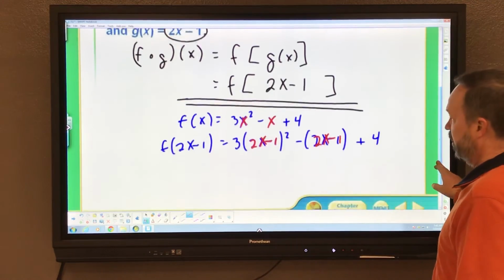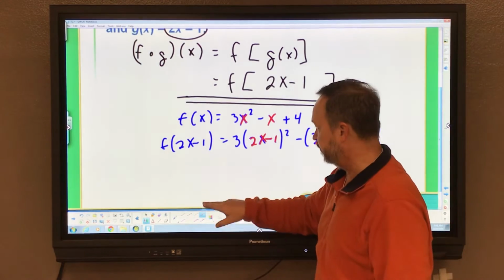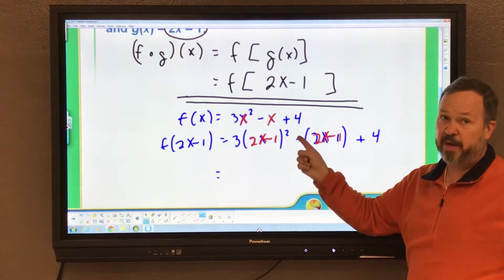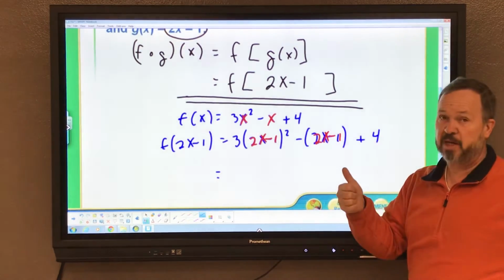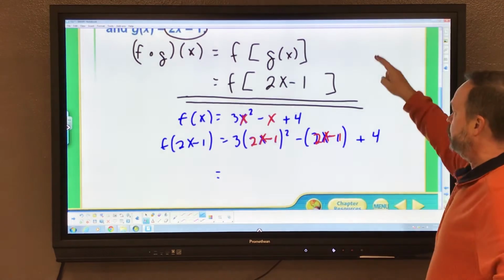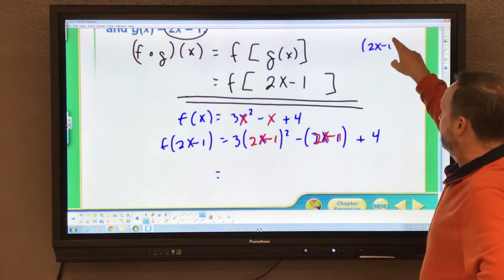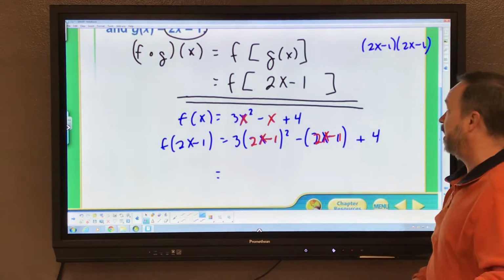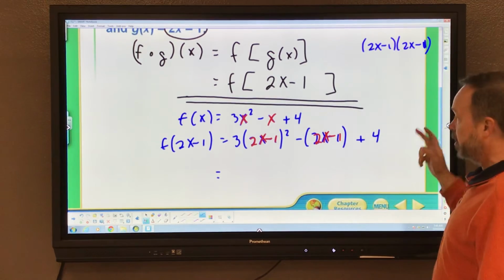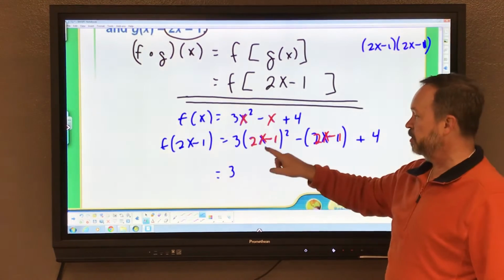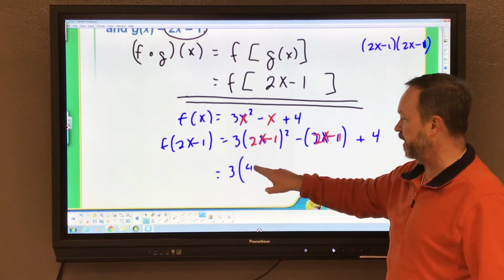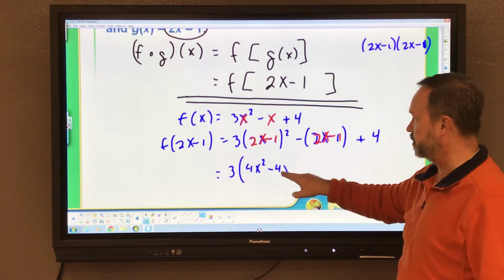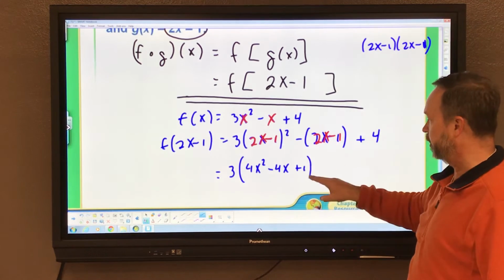Now I've got some work to do, of course, because I've got to clean up this mess. So first thing I've got to do here is deal with this binomial squared. Now remember we said if you don't know the shortcut, then you got to do it the long way. So you would have to do 2x minus 1 times 2x minus 1 and use FOIL and collect like terms. If you know the shortcut, then you know that it's just square the first term, which is 4x squared, twice their product, minus 4x, and the square of the last term, plus 1.